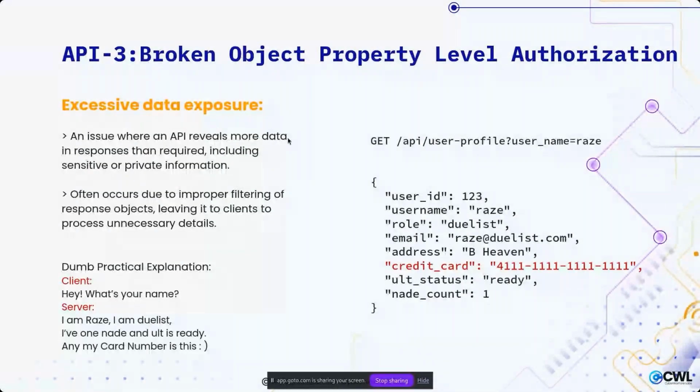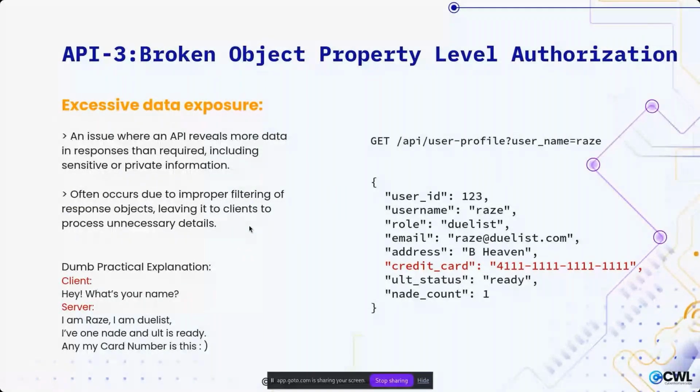So we have excessive data exposure. For example, I request the API user profile with username equal to Race, and then the server just starts giving me a bunch of information like the email address, where Race is currently located, and even returning the credit card info. In simple explanation, the client says, hey, what's your name? And the server says, hey, I'm Race, I'm a duelist, I have one kit and it is ready, and my card number is this. So this is an example of excessive data exposure.